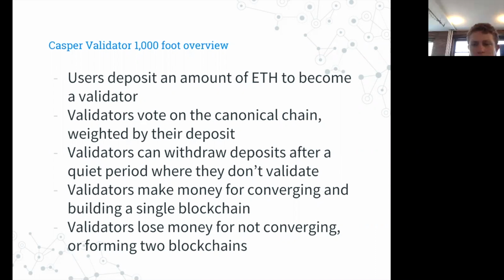Now, validators will make money for converging on a single blockchain, but they will lose money for not converging or forming two blockchains. We're going to talk about all the ways validators can lose money. How they make money is pretty simple.